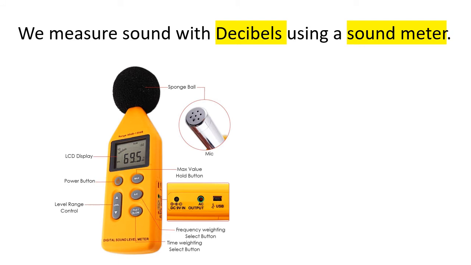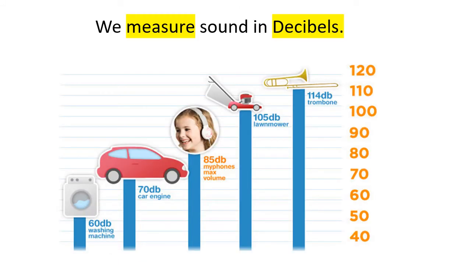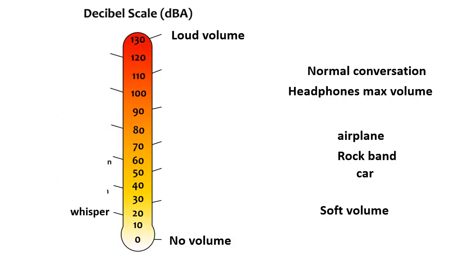So as mentioned, decibels and sound meter. And then here are some other sounds and their volume in decibels. So we have a trombone, which is 114 decibels. dB stands for decibels, all the way down to a washing machine, which is 60 decibels. So like I said, volume, the higher the number on the decibel scale, the louder the volume.